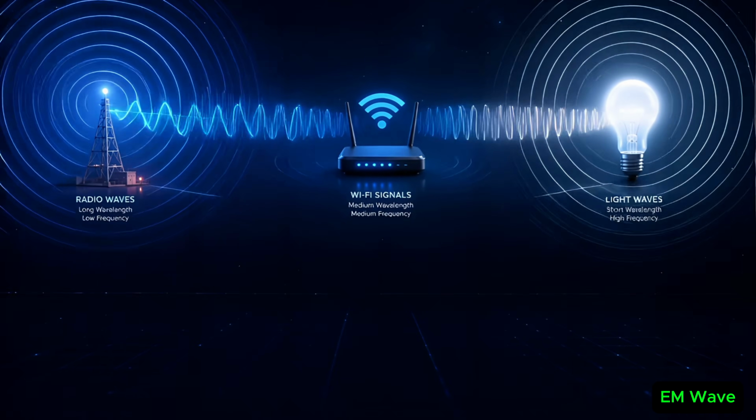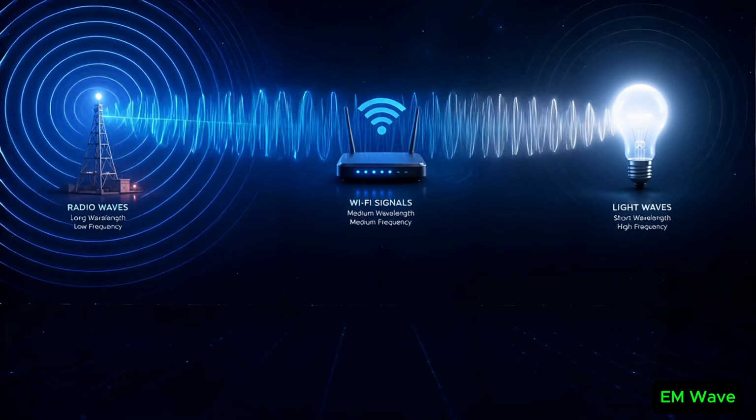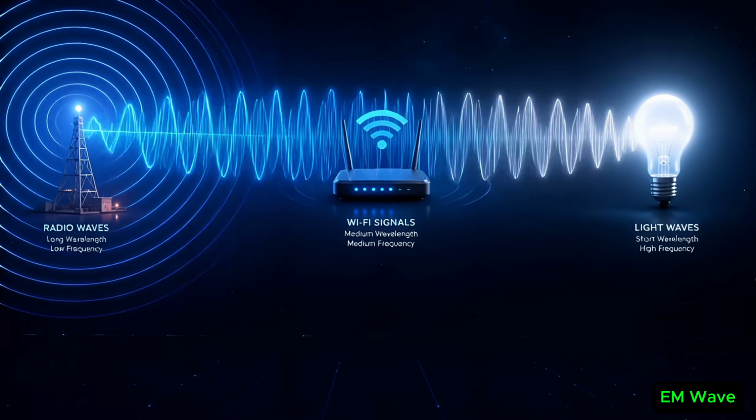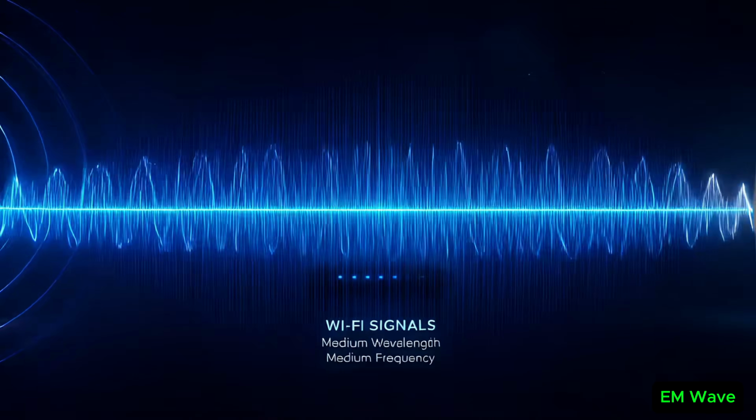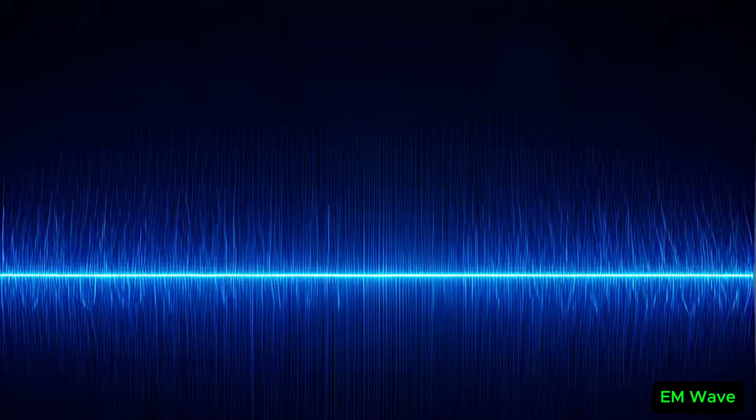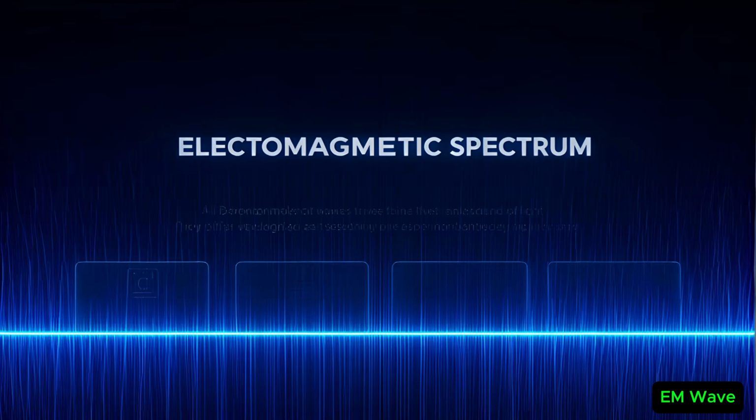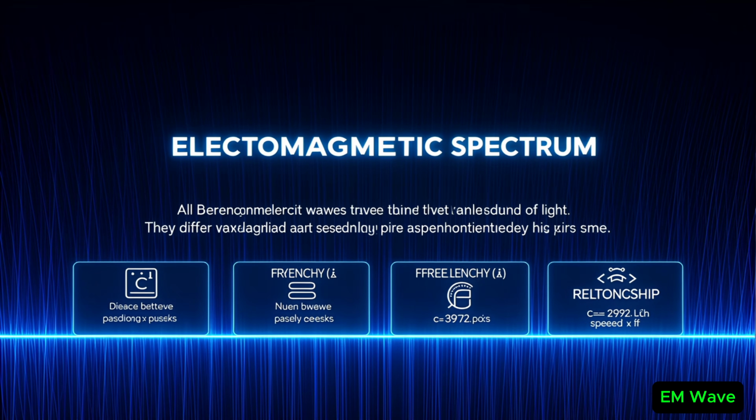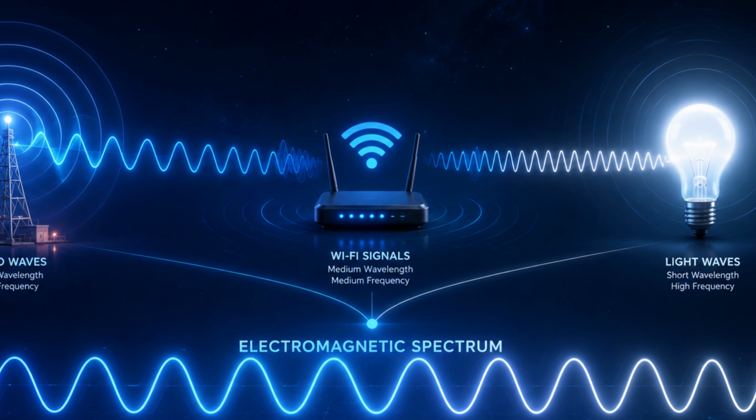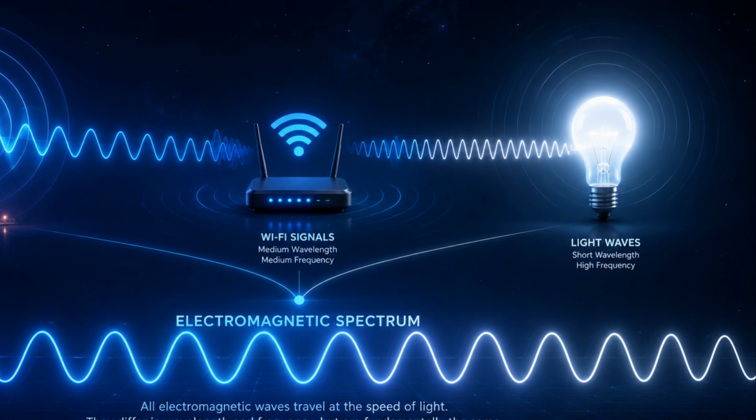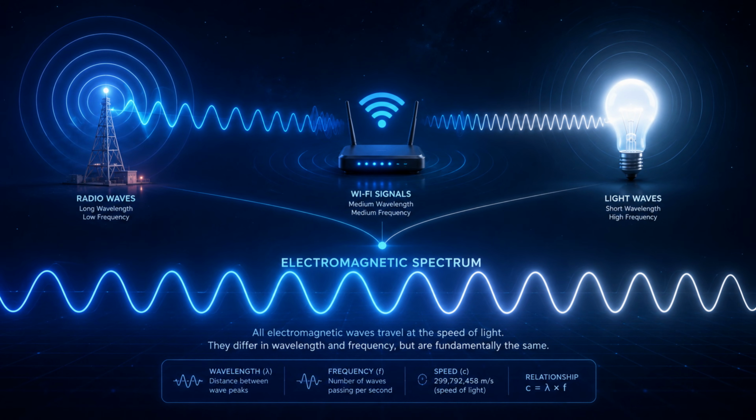In the previous episode, we learned that electromagnetic waves are everywhere, from radio signals and Wi-Fi to visible light. But if they're all electromagnetic waves, what makes them different? The answer lies in two important properties: wavelength and frequency.